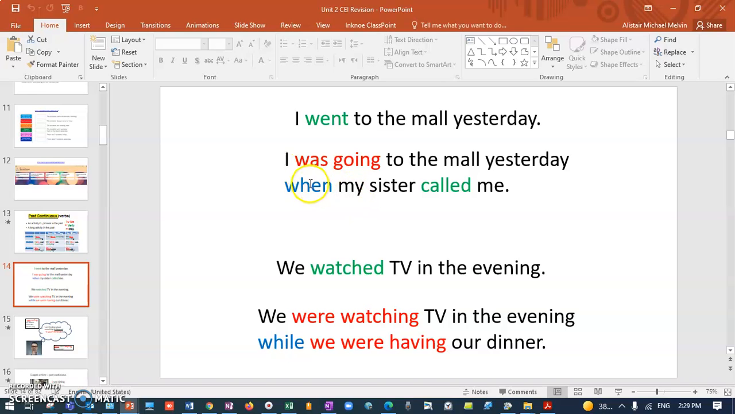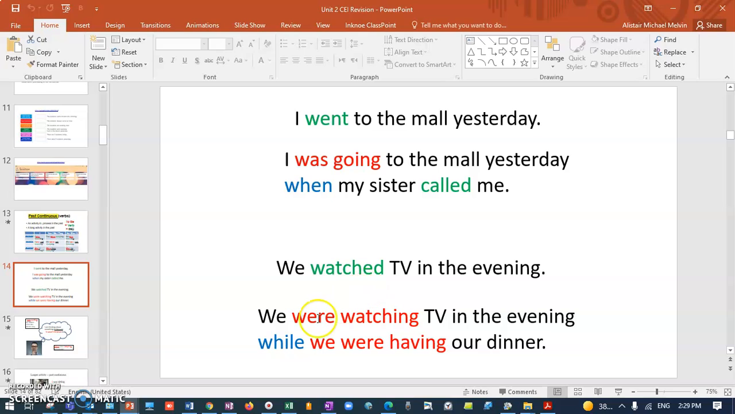So we often use past continuous with when or while, and then we use it with past simple. I think, as I remember, it's usually like this in exams. So you have one past continuous and one past simple like this. So the past continuous one is the activity which takes the longer time. So I was going to the mall. Maybe this takes 10-20 minutes. When my sister called me, a few seconds. Just the noise of the phone ringing.